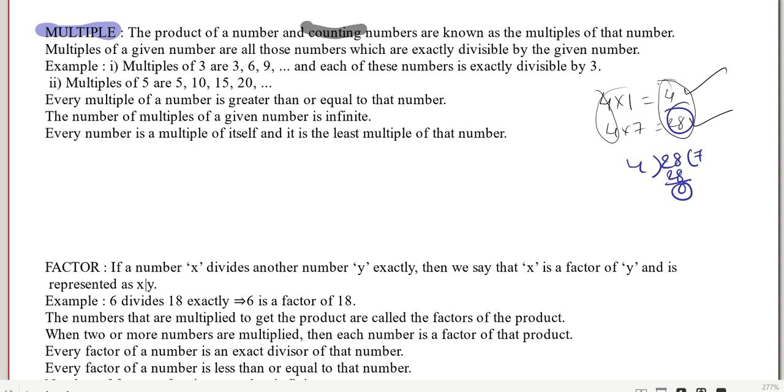Okay, so multiples of 3, if you see this example, are 3, 6, 9 and so on. These are exactly divisible by 3. In the same manner, how many multiples of 5 are there? Infinitely many. A few examples I gave you here: 5, 10, 15, and so on. These are the multiples of 5, and they are also exactly divisible by 5. And every multiple of a number is greater than or equal to that given number.